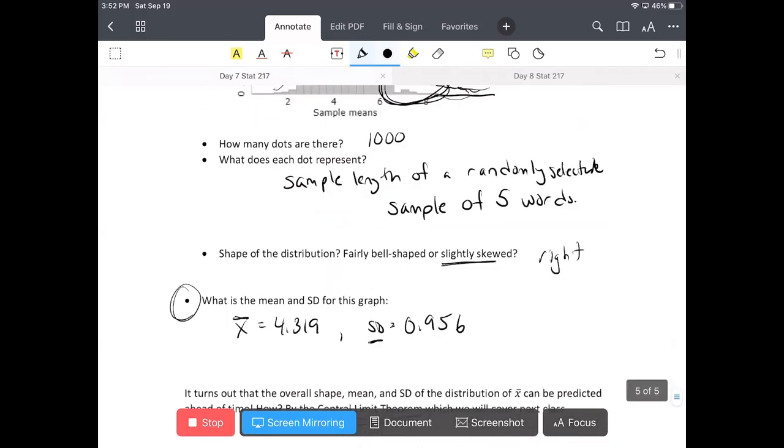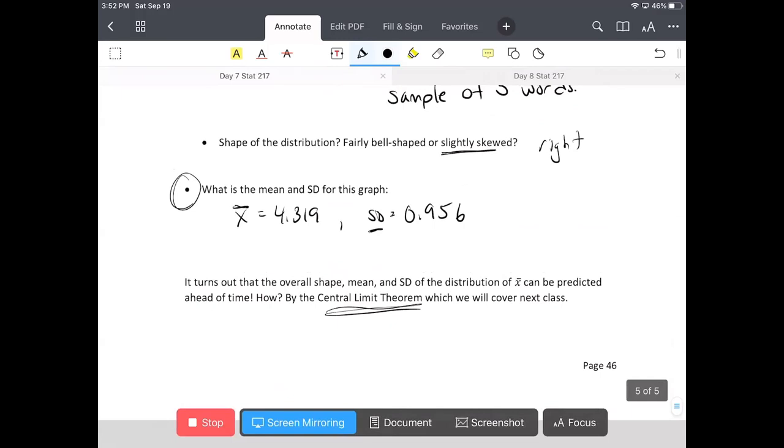The other thing is I made a notation mistake, and I apologize. On page 46, I should not have used X bar. It said, what is the mean and standard deviation for this graph? I should have just written mean, because X bars are taking each of the averages. So I apologize for that.